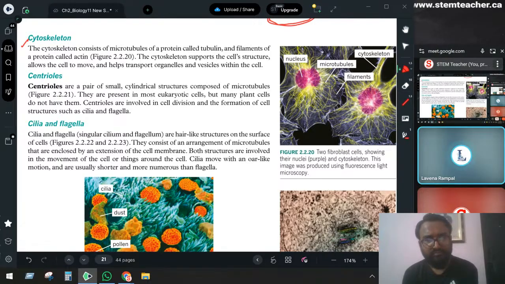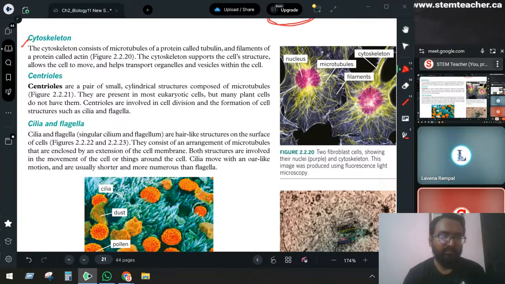The cytoskeleton consists of microtubules of a protein called tubulin, and filaments of a protein called actin. The cytoskeleton supports the cell structure, allows the cell to move, and helps transport organelles and vesicles within the cell.